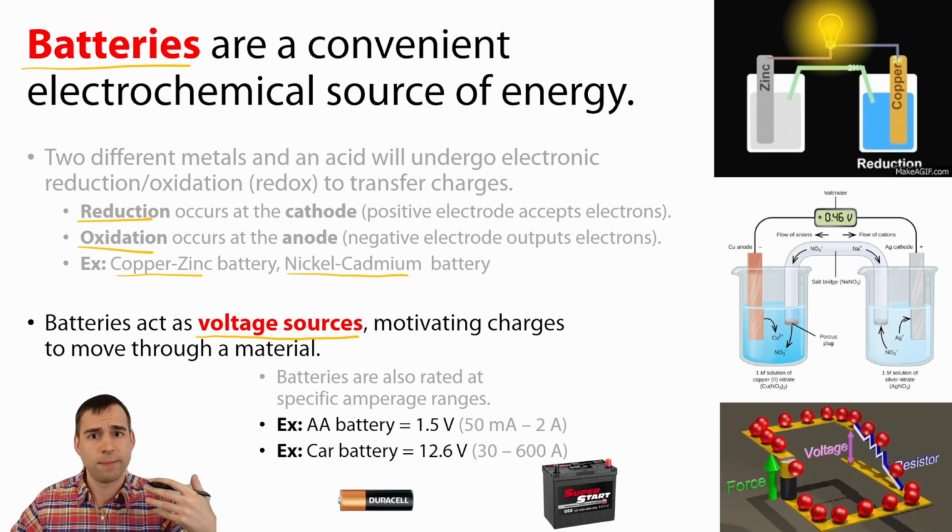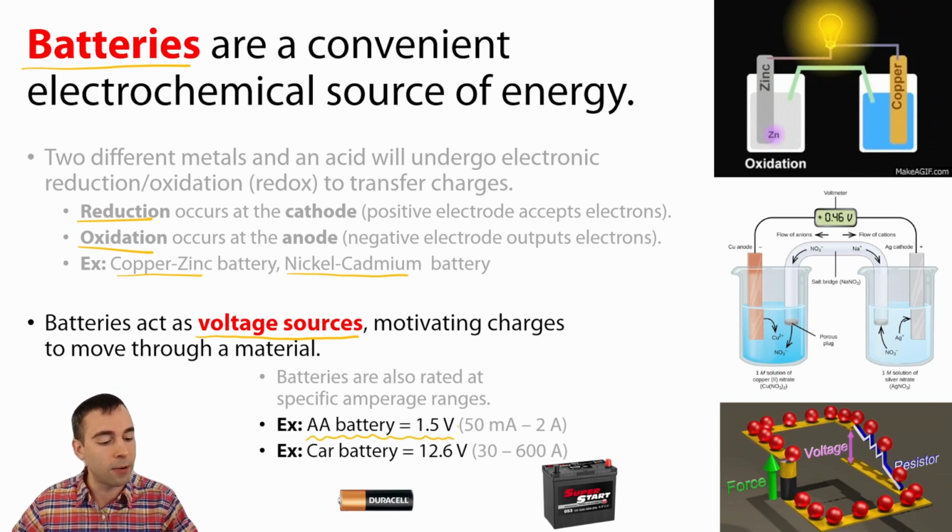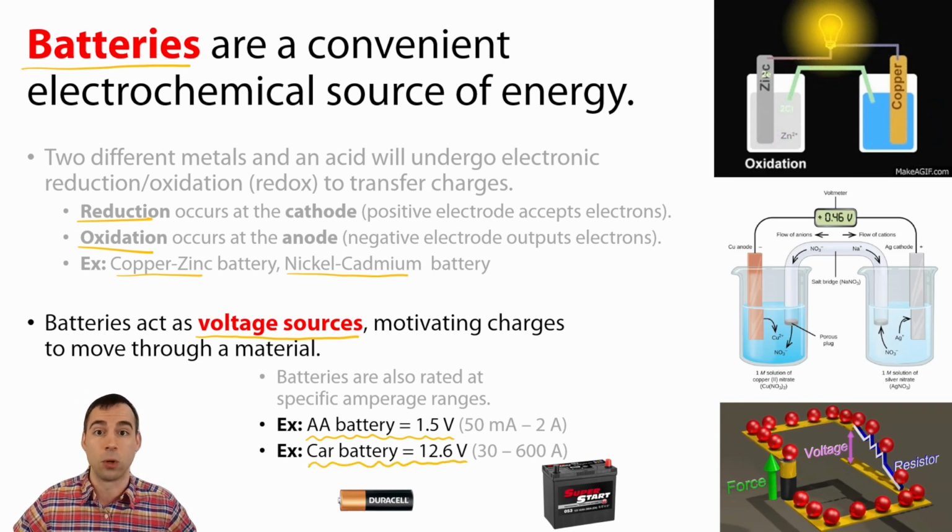The most important idea, the most important quantity for a battery is its voltage. For example, a AA battery has about 1.5 volts. That's how much voltage it can supply, whereas a car battery is about 13 volts.